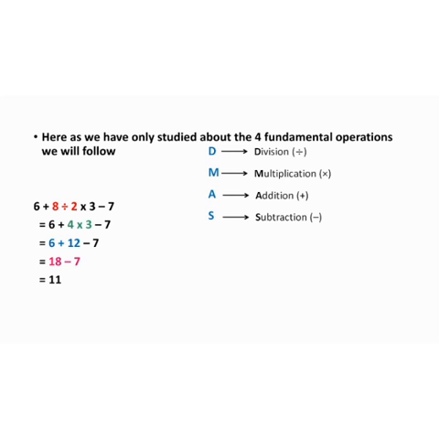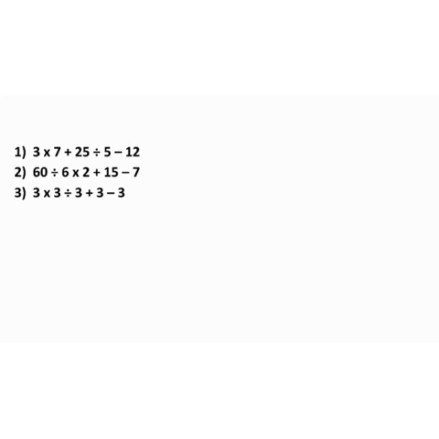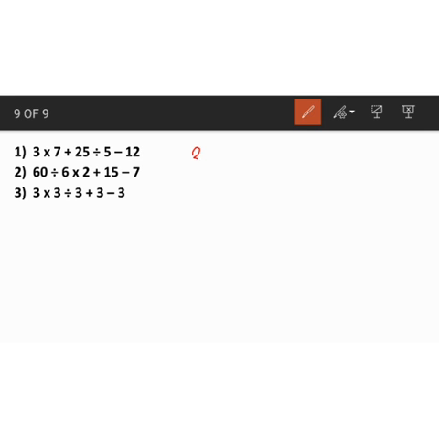Now, the next operation should be addition. So, we have to do 6 plus 12 first. So, 6 plus 12, we will get 18 minus 7. Now, 18 minus 7 is equal to 11. So, this is how we do the operations. First we will begin with division, then multiplication, then addition, then subtraction. Consider the next example. This is 3 into 7 plus 25 divided by 5 minus 12.